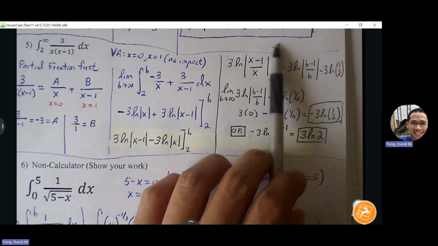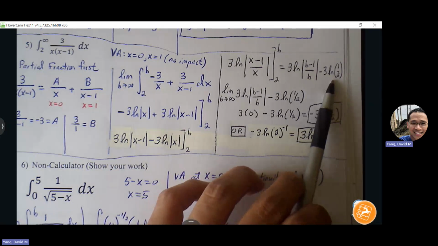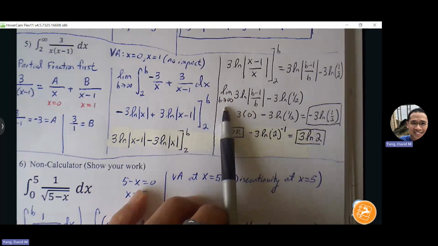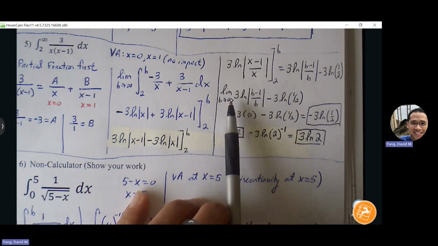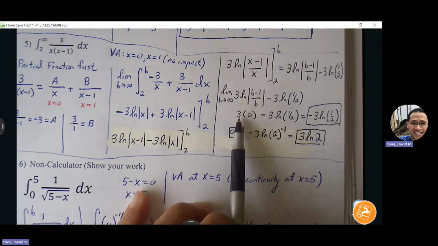So I'm going to plug b in first. So 3 natural log of b minus 1 over b minus 3 natural log of 1/2. Okay, 2 in for x, I get 1 over 2. Now, let's do the limit as b approaches infinity. This is basically infinity over infinity. If you think about the limit as x approaches infinity for degrees that match, we know the degrees match, this will just end up giving us 1 within this absolute value. So that's good because we know natural log of 1 is 0. So that converges. So we know that's safe.